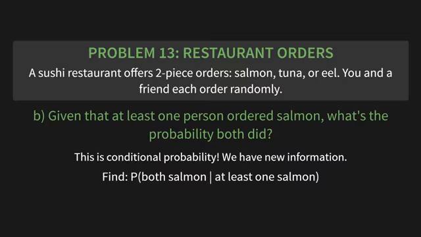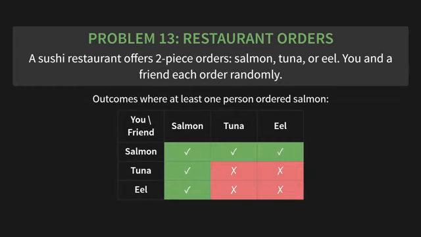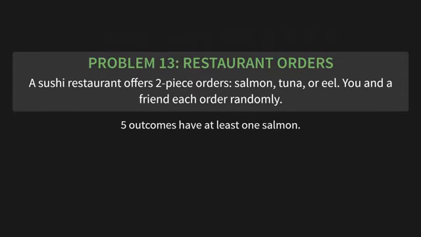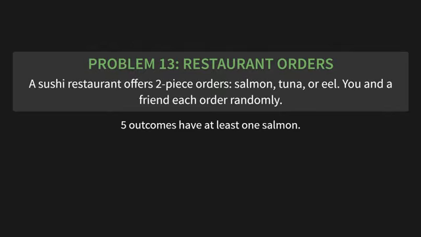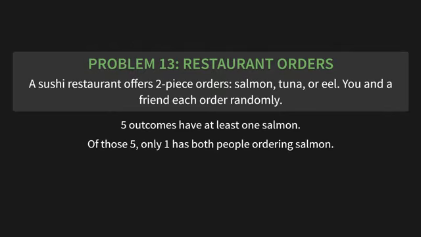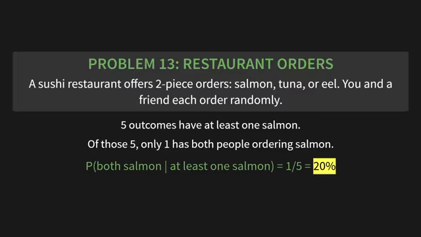Let's think about it. Out of our 9 possible outcomes, which ones have at least one salmon order? Let me count. There are actually 5 outcomes where at least one person gets salmon. And of those 5, only one has both people ordering salmon. So now the probability jumps to 1 out of 5. That's 20%, almost double what it was before. Isn't that fascinating? Just knowing that at least one person ordered salmon nearly doubles the chance that both did.